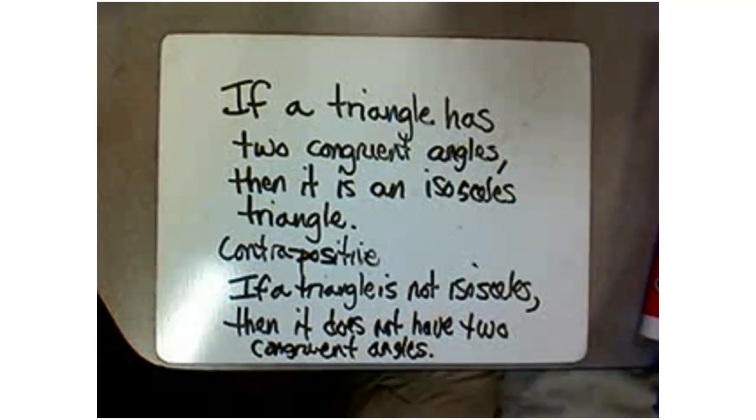Now, is the contrapositive statement valid? Explain your reasoning. If a triangle is not isosceles, then it does not have two congruent angles. Is that true or false? If a triangle is not isosceles, then it does not have two congruent angles. What else would it be? What other kind of triangle would it be if it's not isosceles?